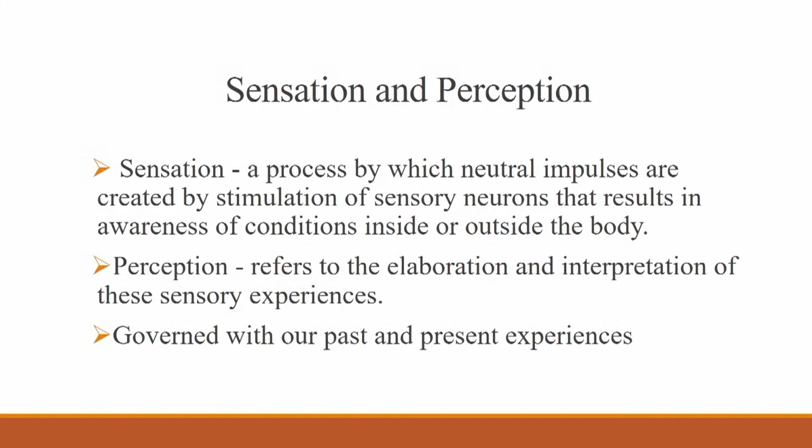Now we talk of the process of sensation. As I told you earlier, sensation is the base of perception. So before perception, sensation occurs. What do we mean by the process of sensation? Sensation is a process by which neural impulses are created by stimulation of sensory neurons that results in the awareness of conditions inside or outside the body. So when we talk of sensation, we primarily say that whatever information is there in our environment gets transmitted to our brain by neural impulses.